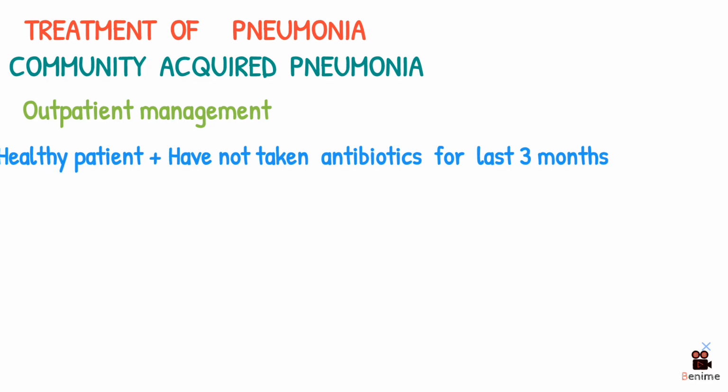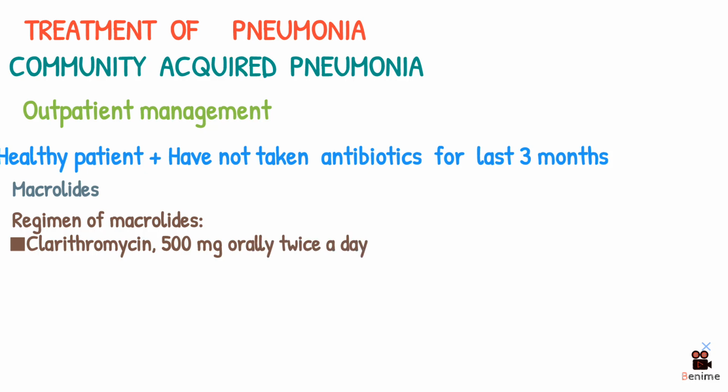Now, let's split this into two groups. Scenario A: the patient is previously healthy. No chronic diseases. And they haven't touched an antibiotic in the last 3 months. These are the easy ones. We have two fantastic options. Option 1. We hit them with a macrolide. Now, what's our go-to macrolide? We have two all-stars. Clarithromycin, 500 mg by mouth, twice a day.